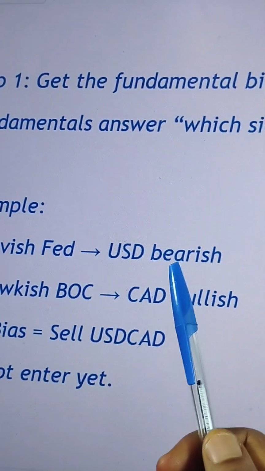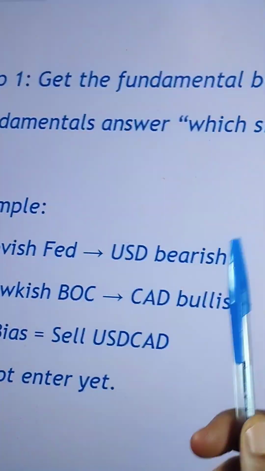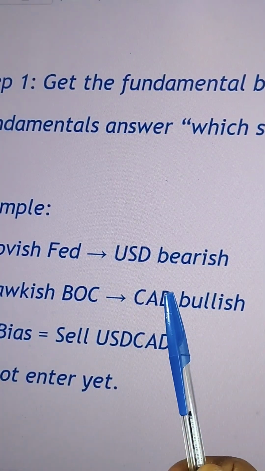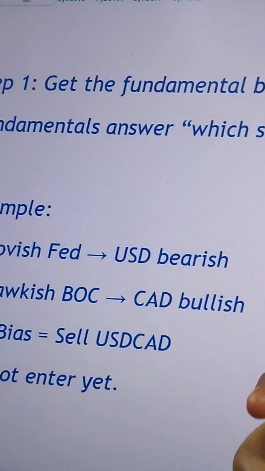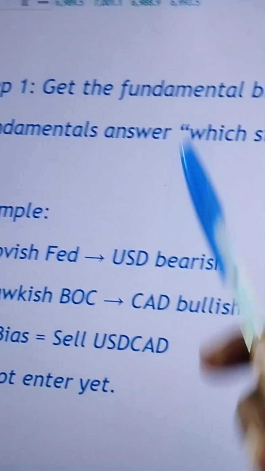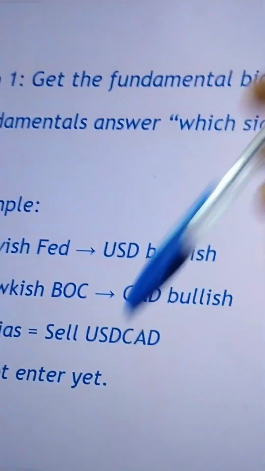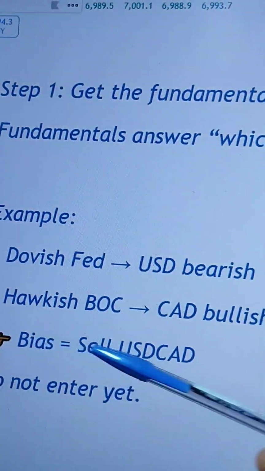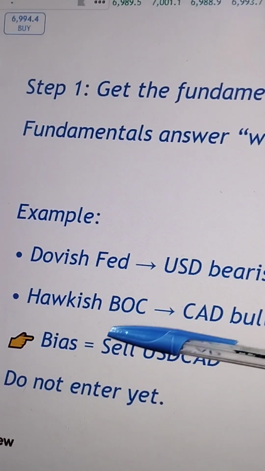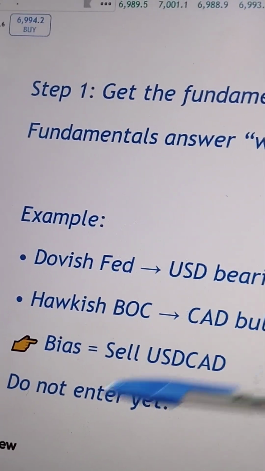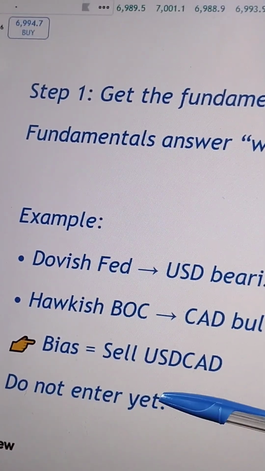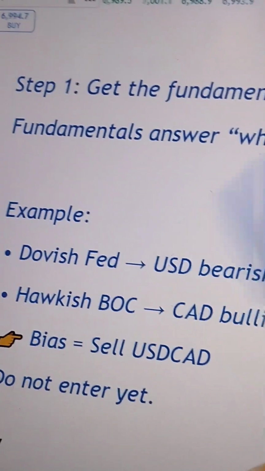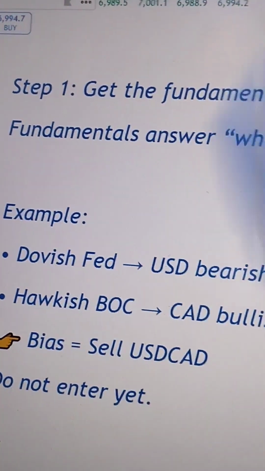Now on the USD CAD, since USD is bearish and CAD is bullish, and USD is the base currency, CAD is the quote currency, which is telling us that USD is going to be dropping, which is telling you that you should sell the USD CAD, which is your buyers. Now you have gotten your first buyers that USD CAD is going to sell. So now you do not enter yet. This is your first clue that USD CAD is going to sell.